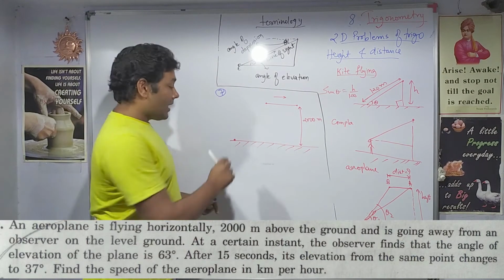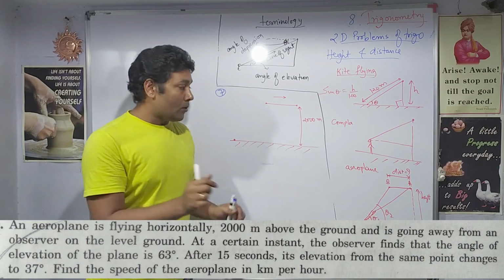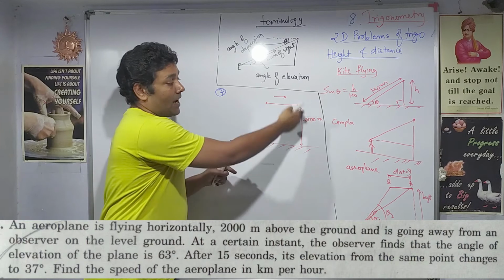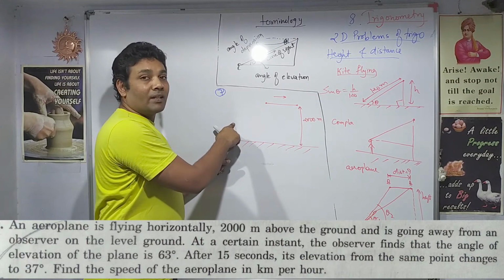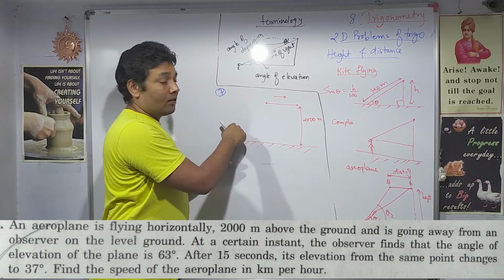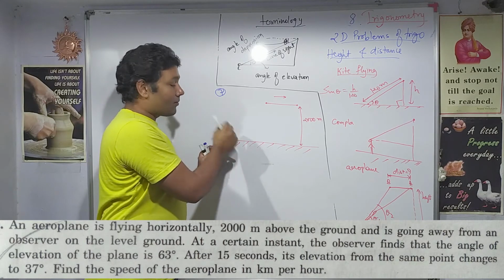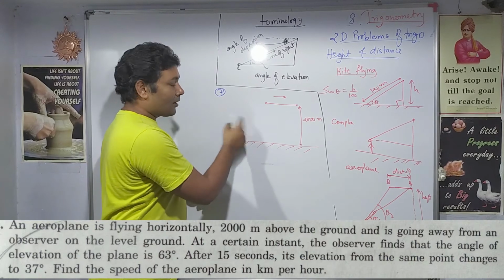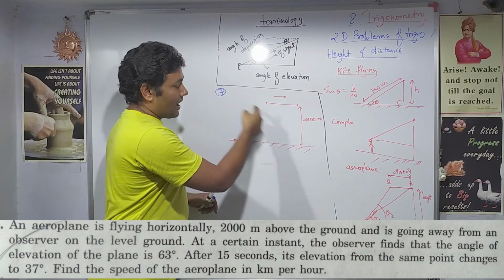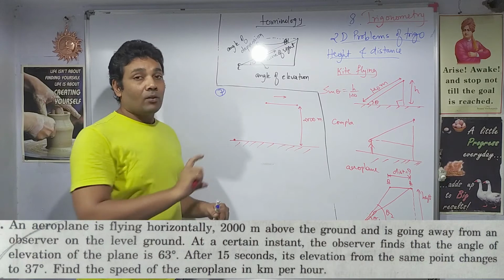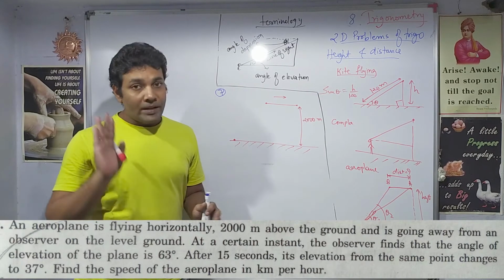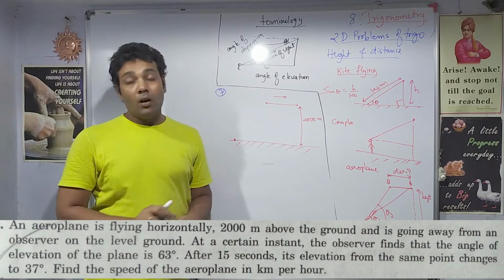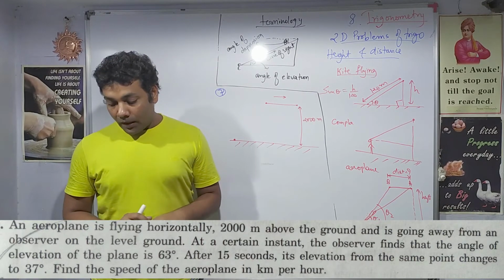Until and unless specified, the observer is considered as a point. You don't have to consider the whole person. The height of the person is hardly 1 or 2 meters, so it doesn't make any sense. So the observer is always considered as a point. Only if the distances are close enough do we consider the height of a person, and that too is always specified in the question whenever it is needed to consider the height of the observer.